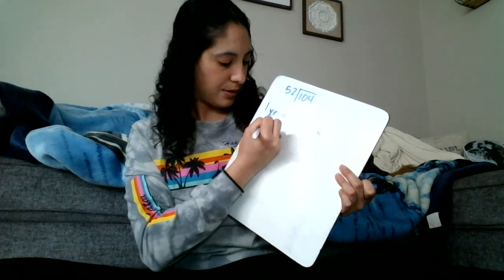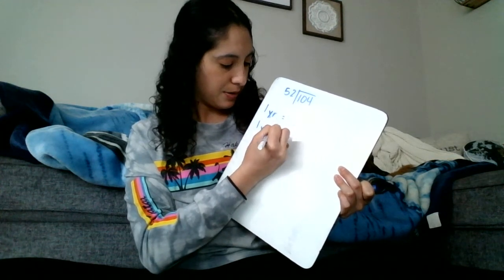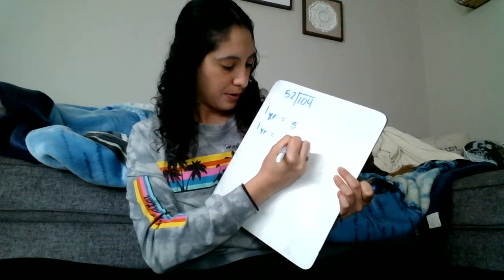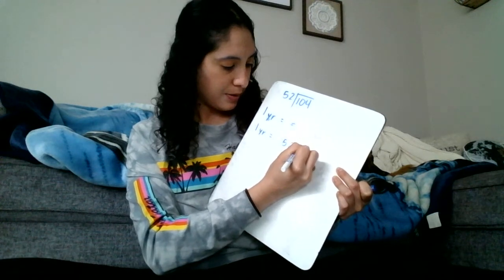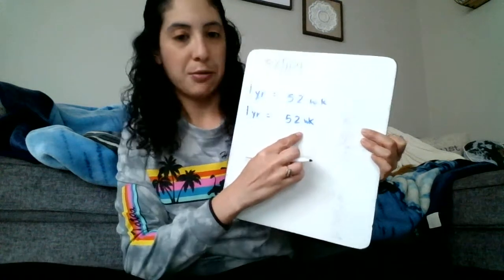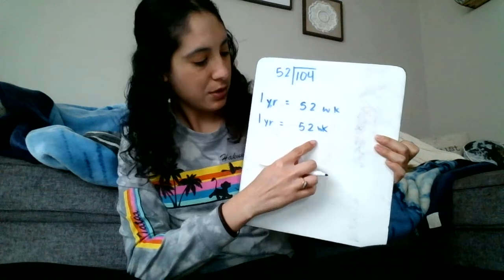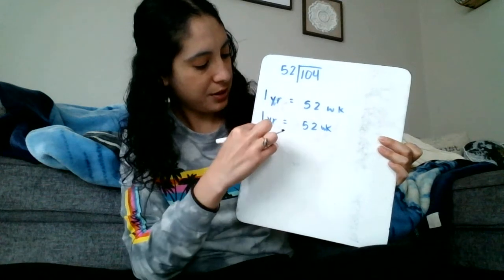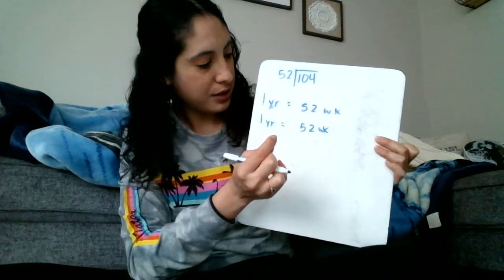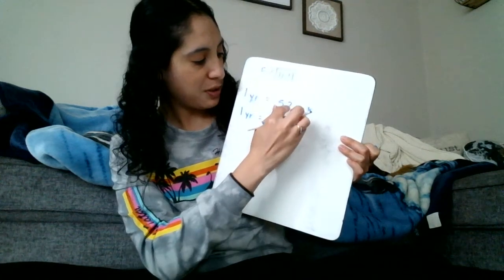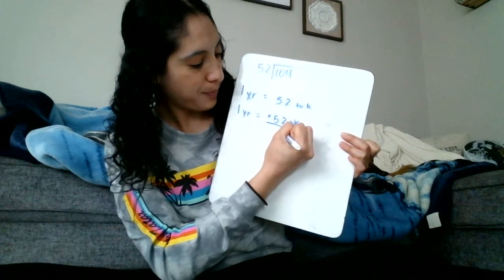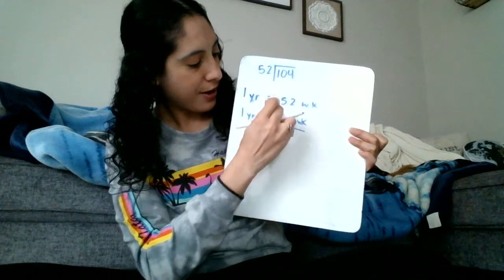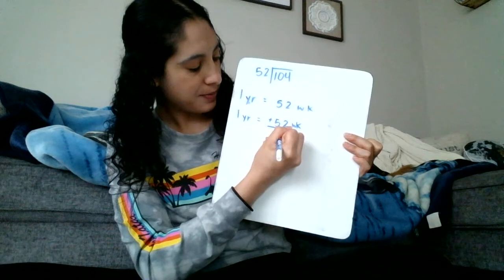I can take another year and write 52. So now I have 2 years. 1 year, 1 year. That's 2 years. I can add these two. So 52 plus 52, so 2 plus 2 is 4. And then 5 plus 5 is 10.